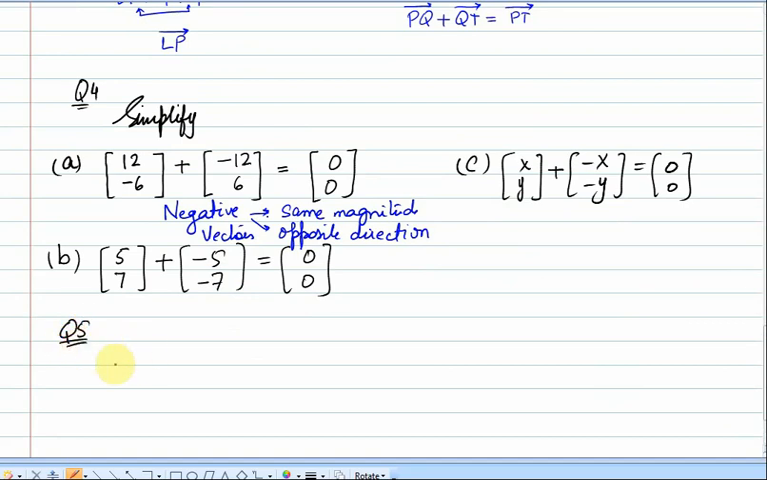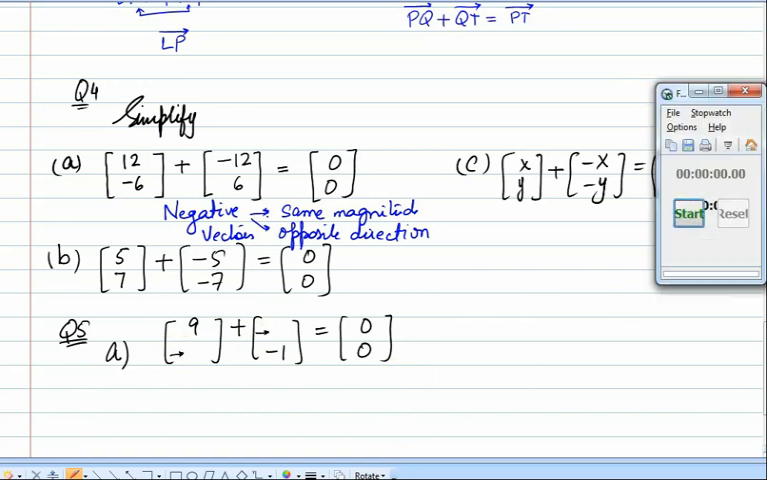Now, with the same concept we have learned in question number 4, in question number 5 it says 9 plus blank is equals to 0, 0, and blank plus minus 1 is equals to 0, 0. Now these are two blanks here, right? This number is absent and this number is absent. You need to find out the number by yourself, and for that question I'll give you the time of 1 minute. You need to think of those numbers.